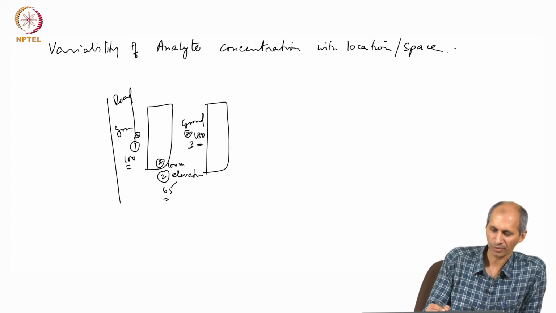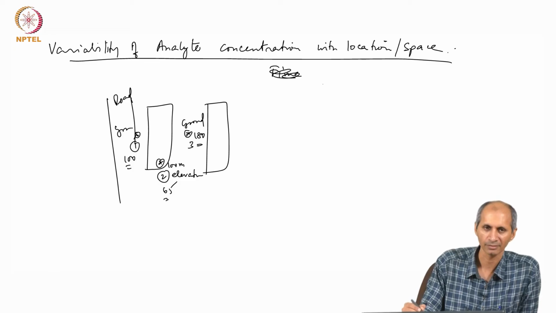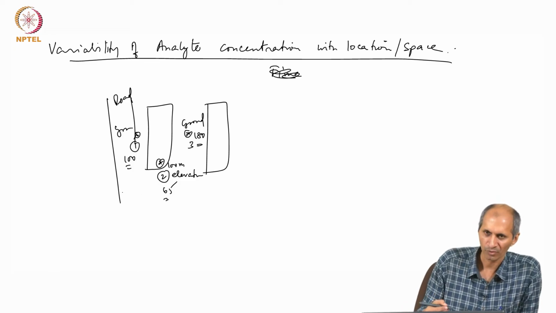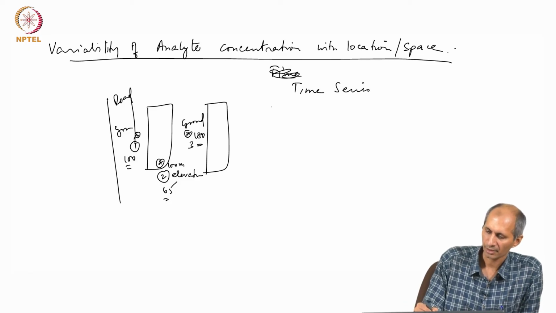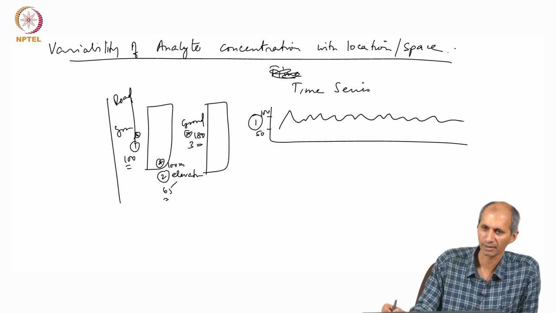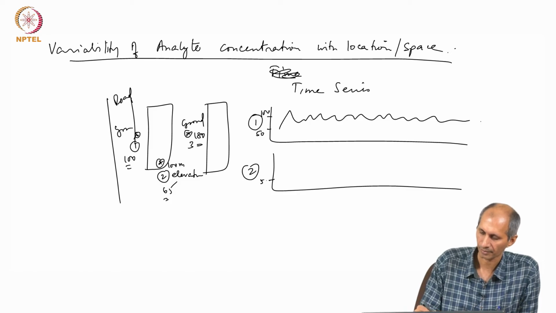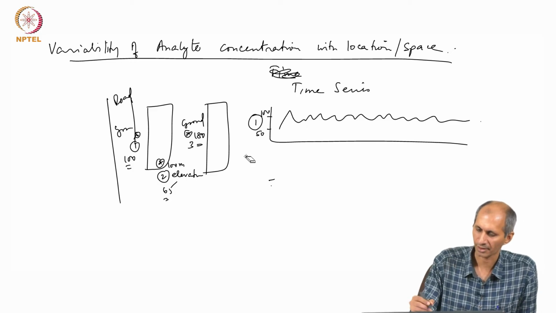To understand this variation in space, we have to do a variation in time. We do a time series. With sampling location 1, we are looking at a time series, say 50, 100. Suppose we get data that looks like this. Then sampling location 2, 50, 100. Let me draw it on the same graph with a different color.